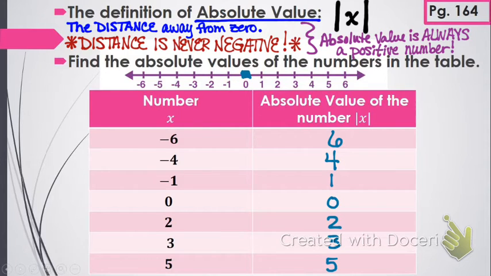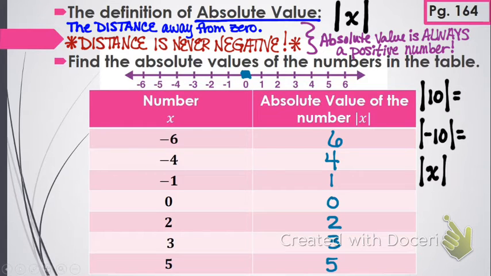Okay, there's a couple other things that I want you to get written down in that blank space. First one, I want you to write down the absolute value of 10. So 2 big bars around a 10. We're going to write down the absolute value of negative 10. And then I want you to write down the absolute value of x equals 10.